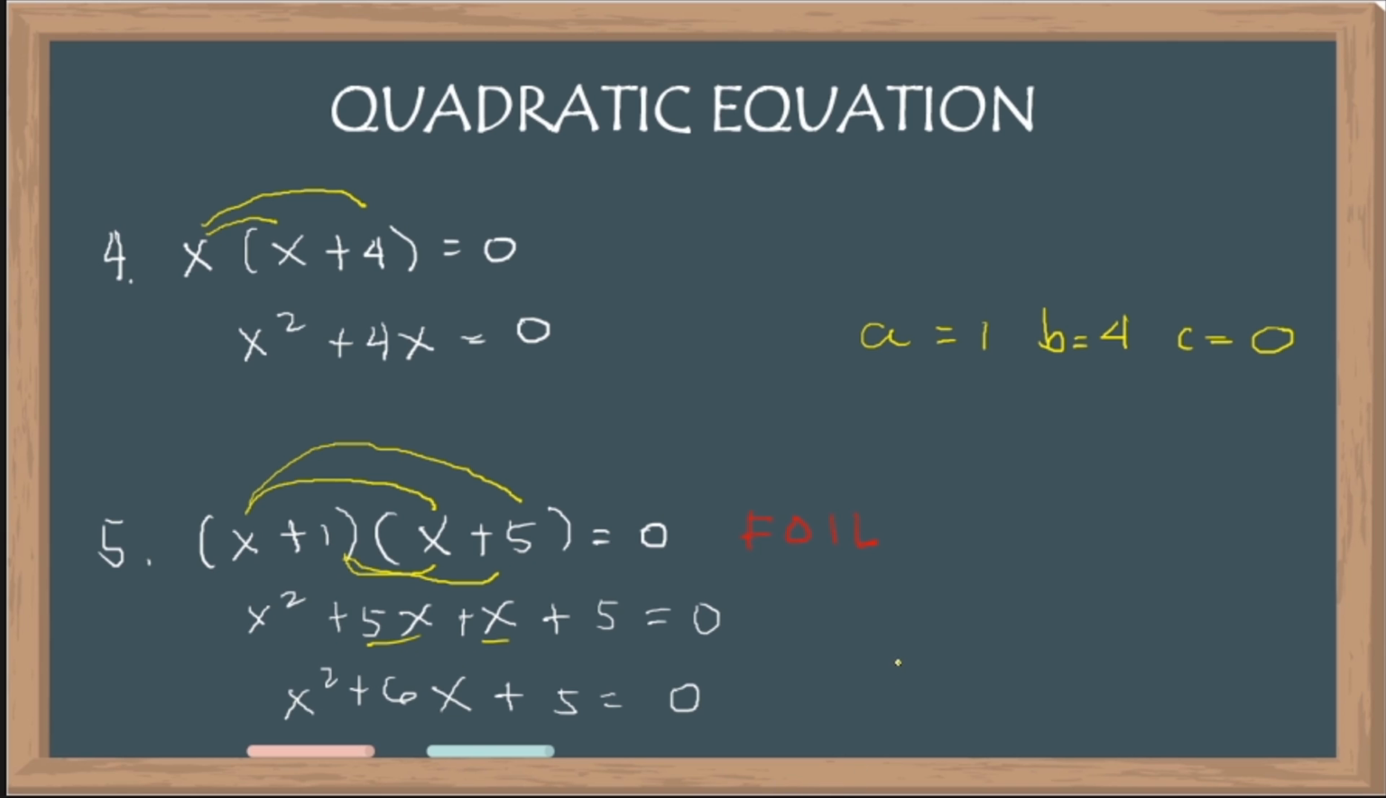So, what is now the value of a? Of course, wala ditong numerical coefficient. That's 1. It's the value of b. That's 6. 6 yan. And the value of c is 5. Okay?